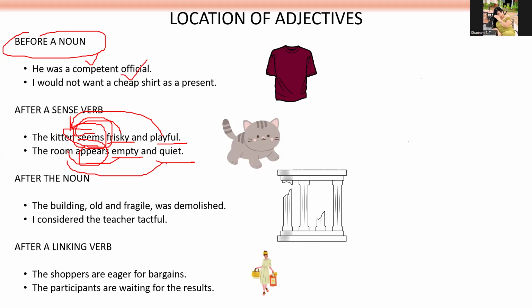Pag naman lalagyan mo ng adjective before a noun, she looks beautiful in that elegant dress. So dalawang adjective natin, beautiful, which describes the subject, and then elegant, which describes the dress. Pero ang ina-ask ko lang naman sa inyo ay gamitin yung adjective after the sense verb.